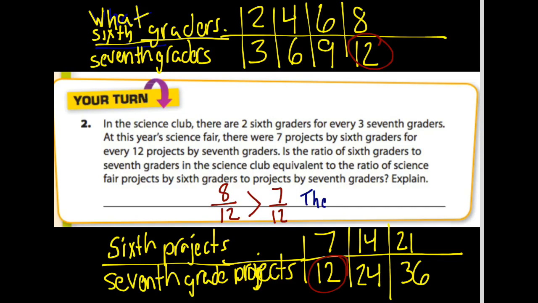and I can write down the two ratios are not equivalent, because when I look at the table, the bottom number is 12 for 7th grade, but for 6th graders there should be 8 6th graders, which means there should be 8 projects if they're equivalent, and there were only 7. So the two ratios are not equivalent.